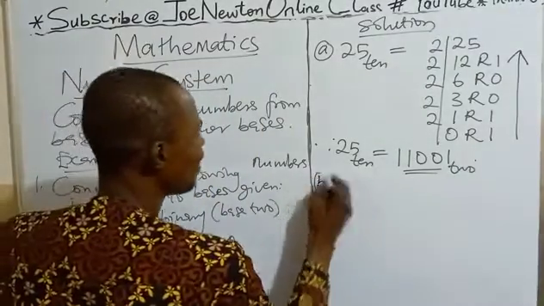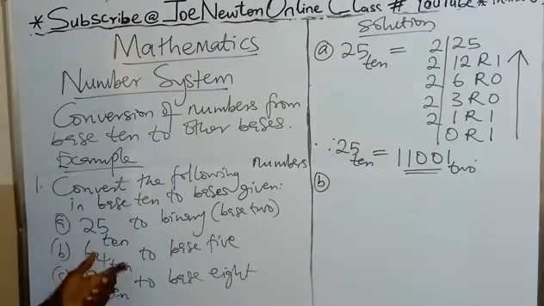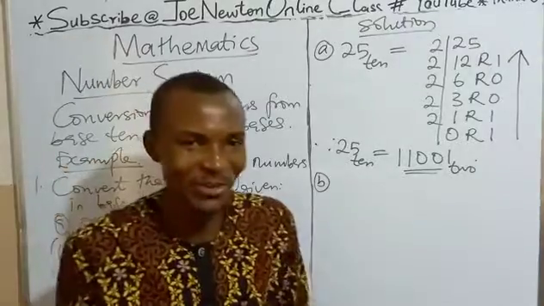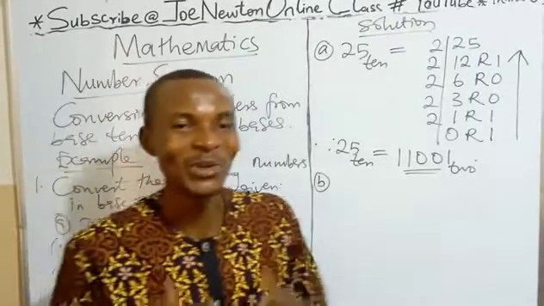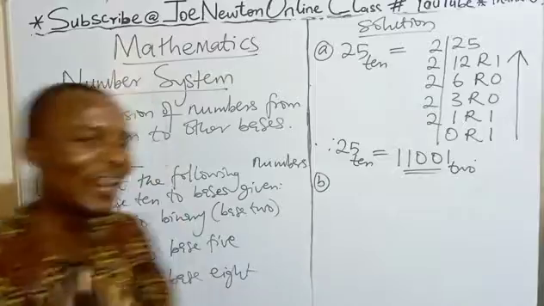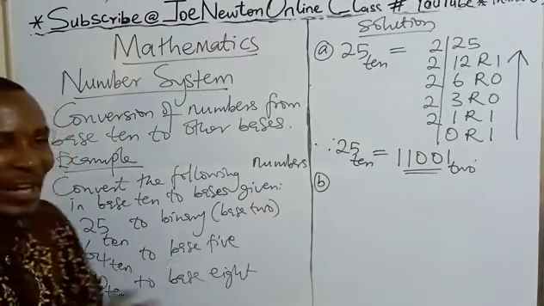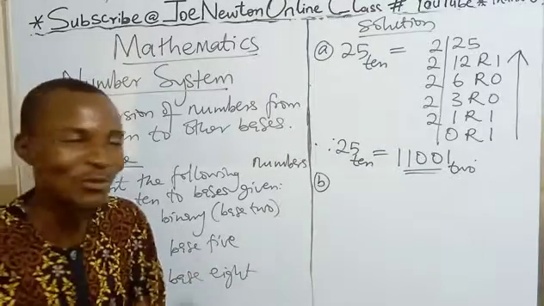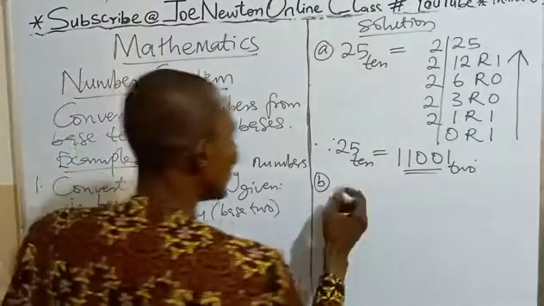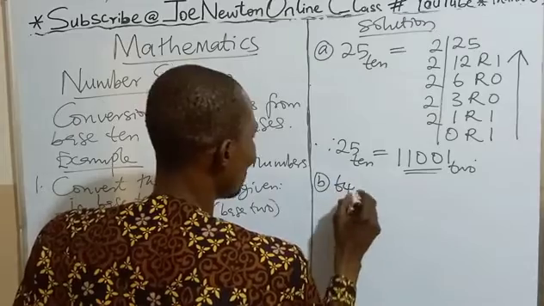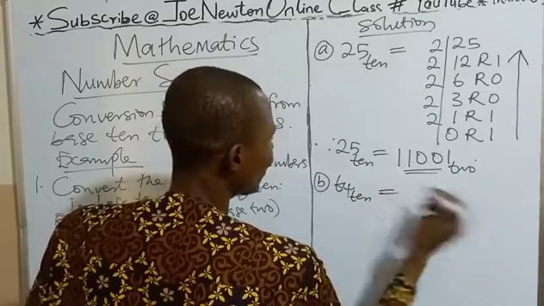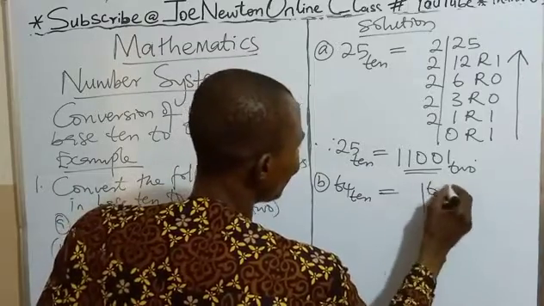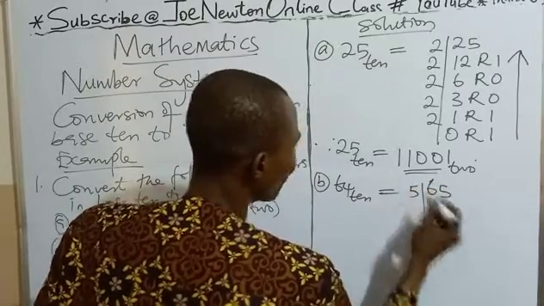Number B question says convert 64 base 10 to base 5. Now I guess you must have known what to do. We are going to divide not with 2 now. We are dividing with what? 5. Because the question asks us to convert from base 10 to base 5. So we're going to use 5 to divide through. Now we have 64 base 10 and we are changing it to base 5.